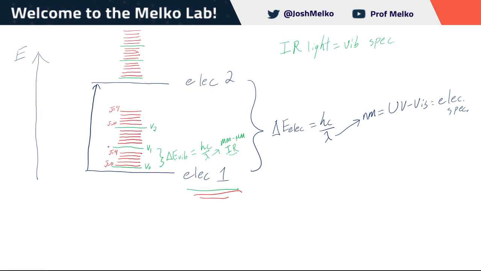And well, rotations are really densely packed together. The change in energy here for rotations is still hc over lambda. Now, since it's a very small gap, my wavelength is pretty large. And this is maybe in the millimeter range to meter range. And this is microwaves.